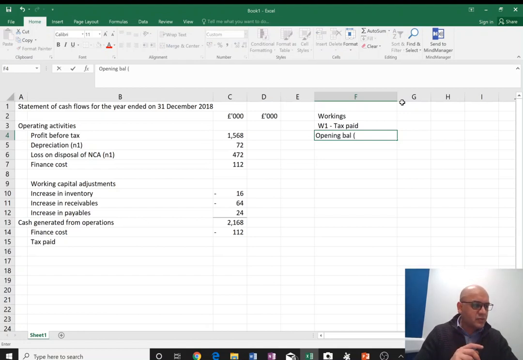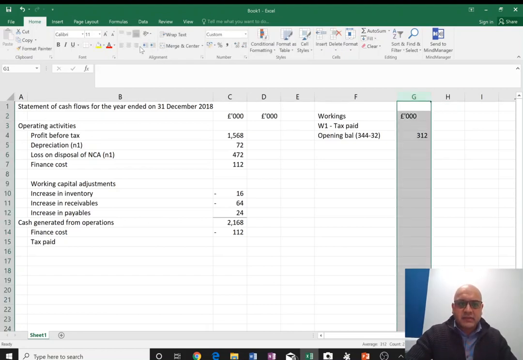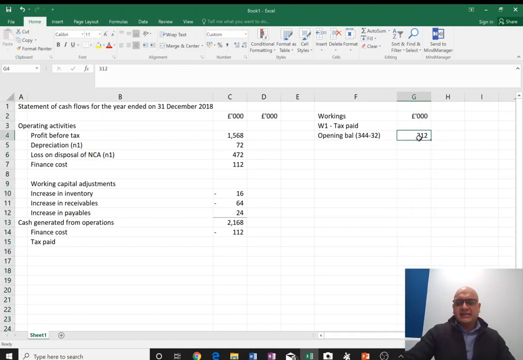and we know what the opening balance was. So the tax liability was 344 and tax asset was 32. So I'm going to net off the tax asset from tax liability, and that will give me 312. Let's put a pound sign on the top so we know what's going on. It's in pounds, right? So at the start of the year, you had a net tax liability of 312, which you should have settled in this year.